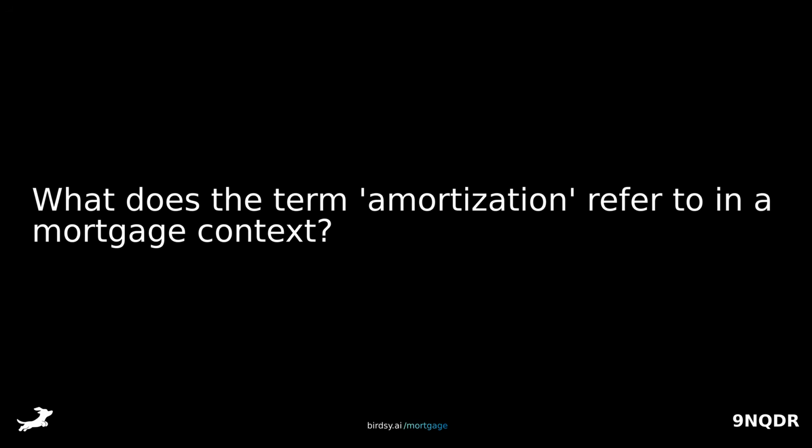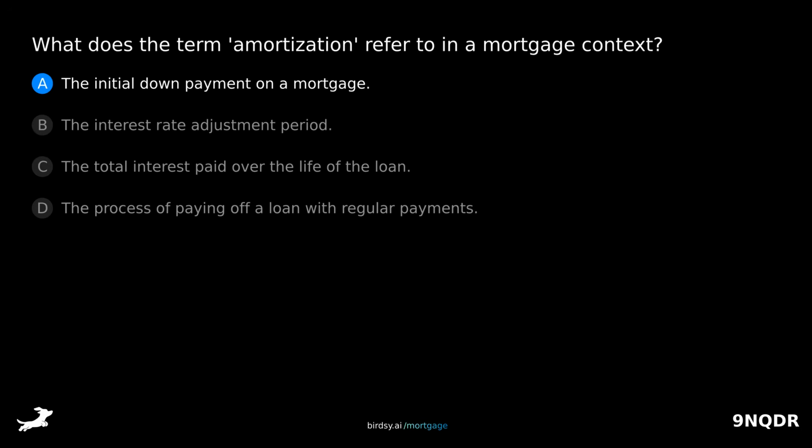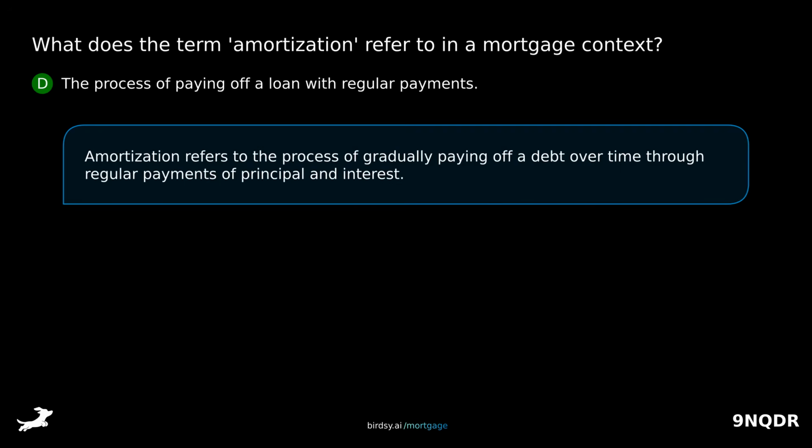What does the term amortization refer to in a mortgage context? Is it A, the initial down payment on a mortgage, B, the interest rate adjustment period, C, the total interest paid over the life of the loan, or D, the process of paying off a loan with regular payments? The answer is D, the process of paying off a loan with regular payments. Amortization refers to the process of gradually paying off a debt over time through regular payments of principal and interest.